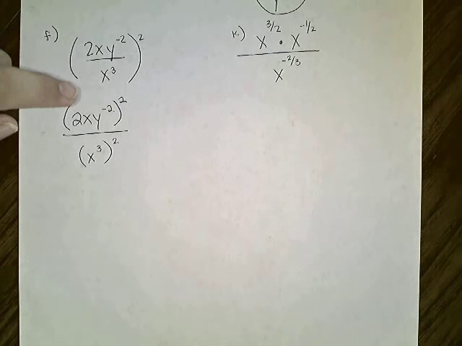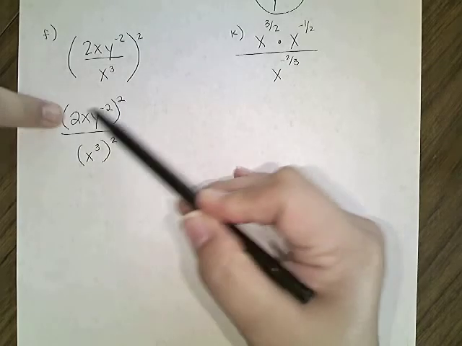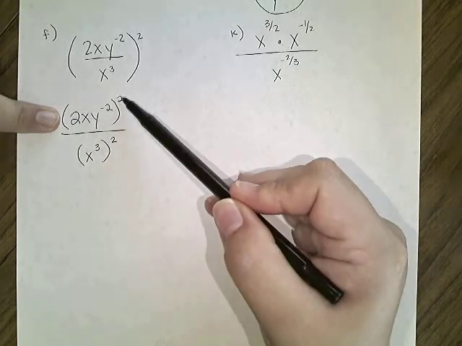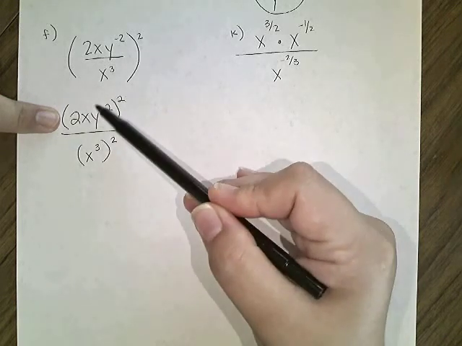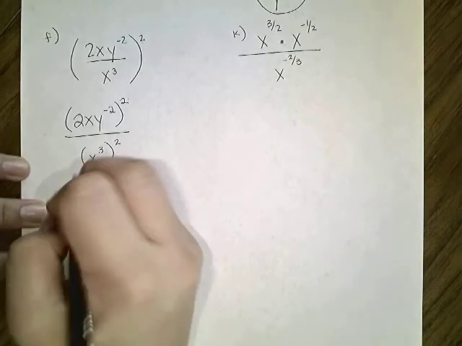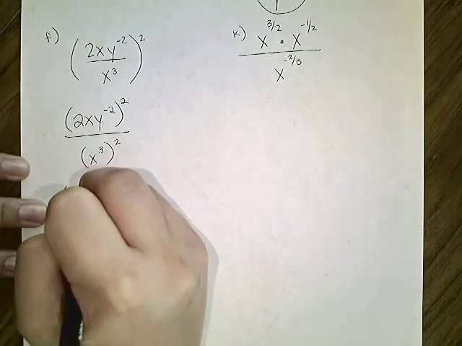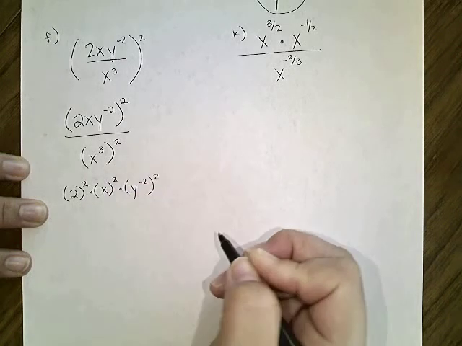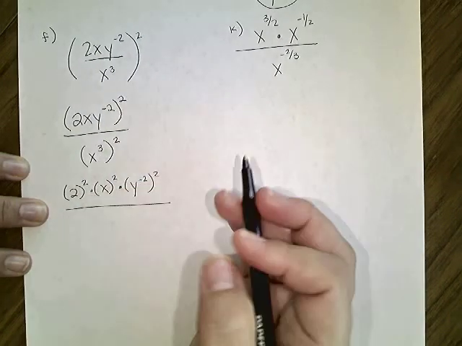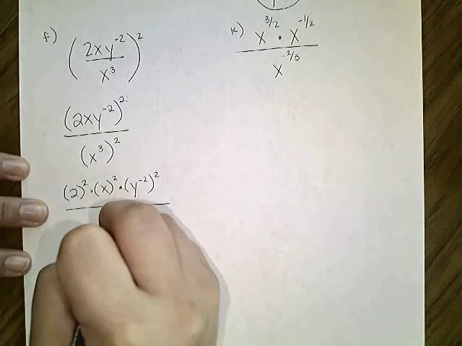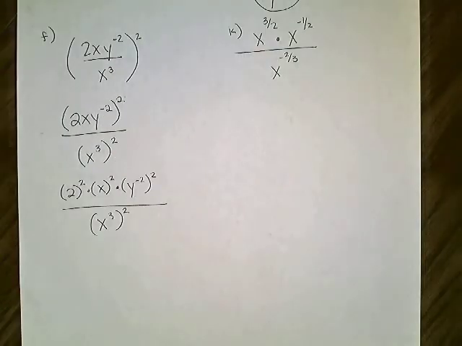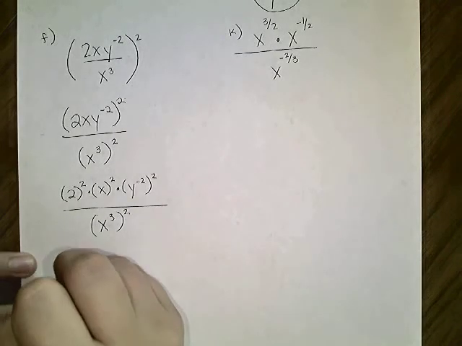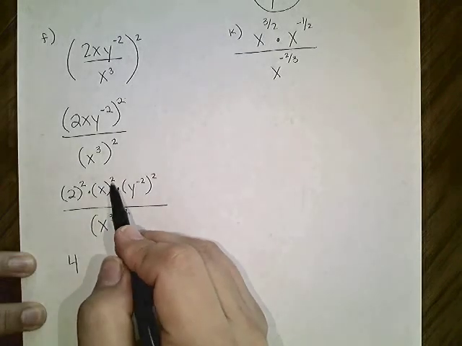Then from there, when we have a product raised to an exponent, we can distribute the exponent on the outside to each part of our product. So we're going to have 2 squared times x squared times y to the power of negative 2 squared. And then we have this here on the bottom, which is the same thing, so I'm just going to do all of the same properties at the same time. Okay, next, 2 squared, that's nice and simple. 2 squared is 4.